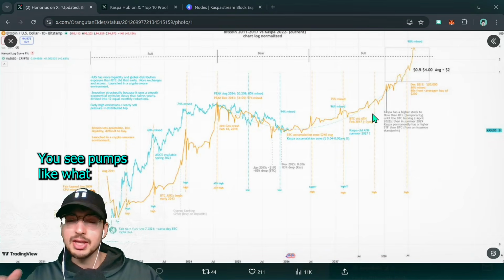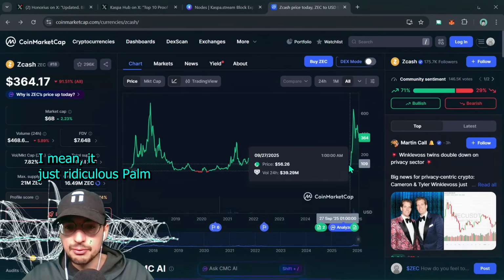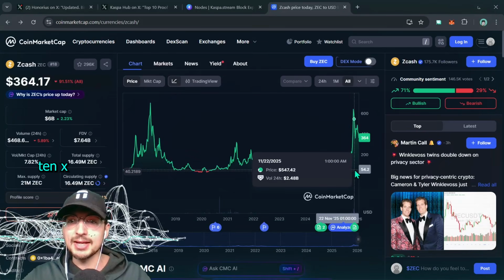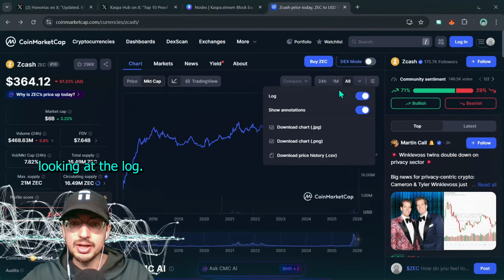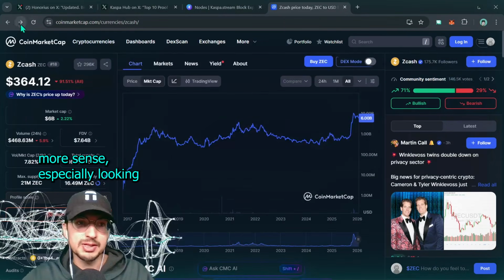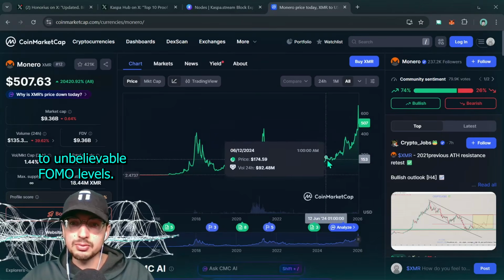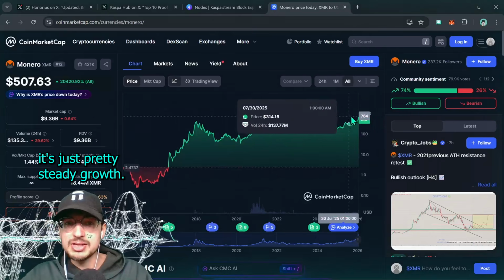You see pumps like what happened with Zcash. So here's Zcash. I mean, it's just a ridiculous pump. They're just consolidating for so long. And then basically like a mega 10x, a little more than 10x, looking at the market cap as well. I mean, it's just crazy. Looking at the log, it just makes a little bit more sense, especially looking at Monero as well. The price just absolutely skyrockets to unbelievable FOMO levels. Looking at the log chart, it's just pretty steady growth.